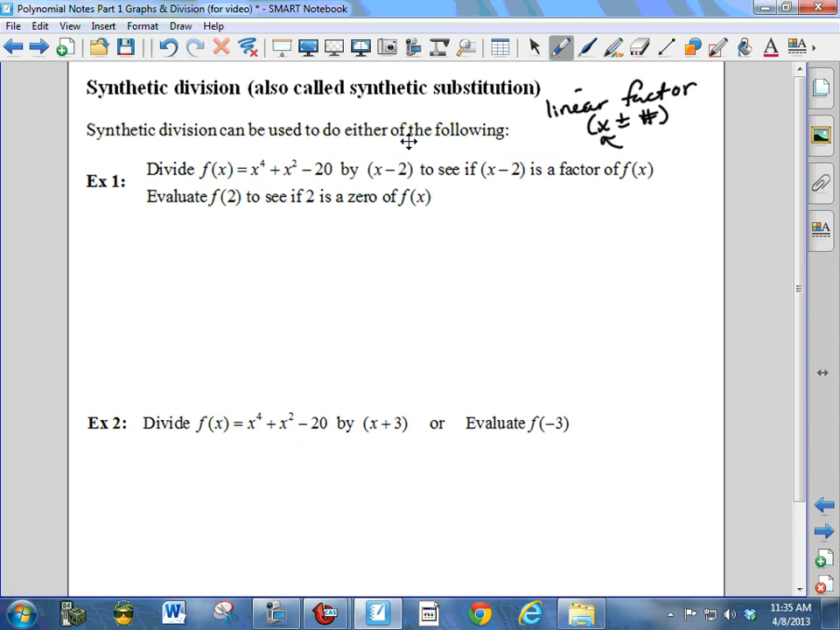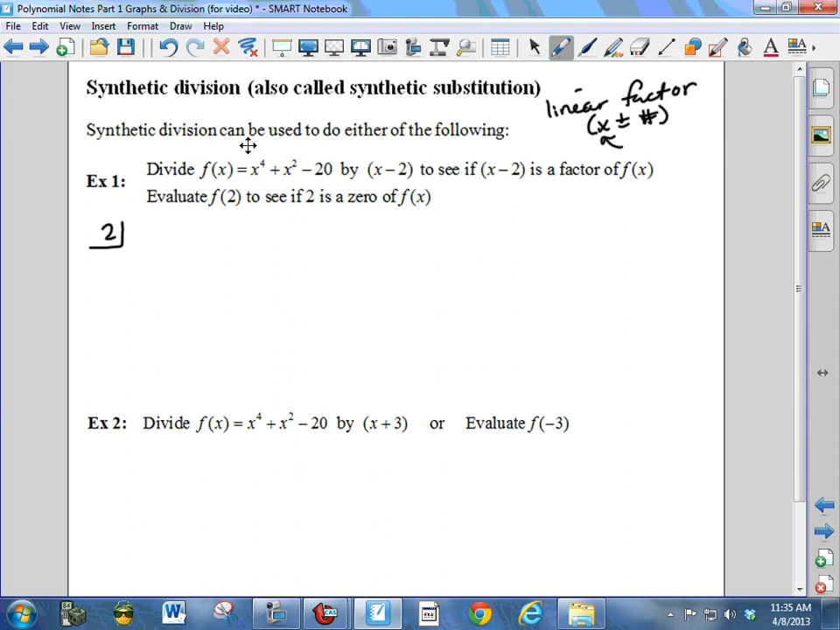If we're dividing x to the fourth plus x squared minus 20 by x minus 2, and we want to see if x minus 2 is a factor of f of x, in other words, does it have a remainder of 0? What we do is we put 2 in this box right here. Basically, you figure out what the 0 is that is associated with this factor. The 0 is 2. That's the number that goes here.